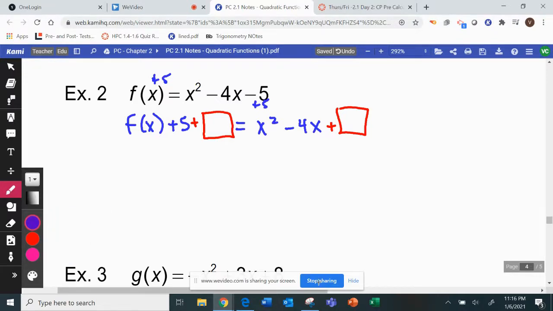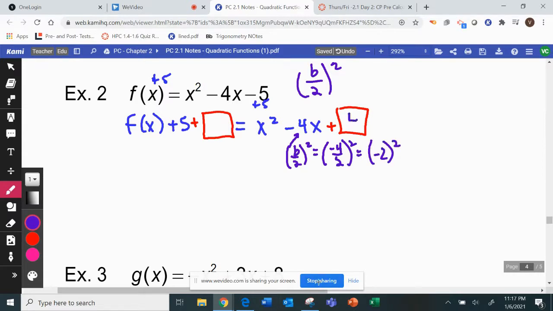Now to find out what goes in that square, we go to the side with the x squared minus 4x on it, and we use our middle value of -4, which is our b. And we have a formula: it is b divided by 2, squared. So -4 divided by 2 is -2, squared, which is 4. And 4 goes in the square. But if you add it to one side, you have to add it to the other.